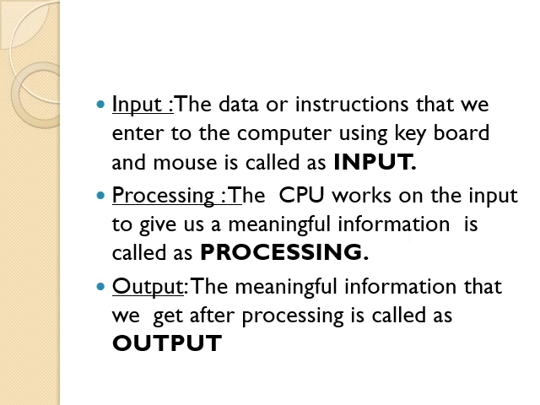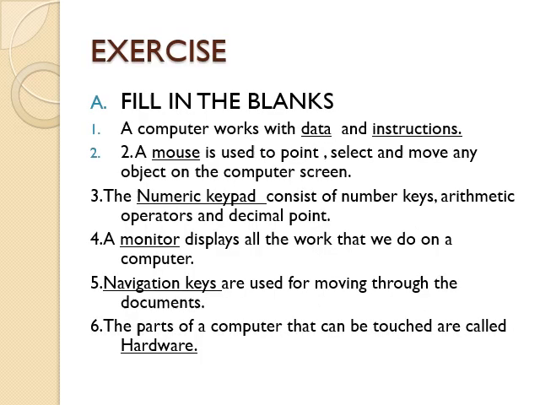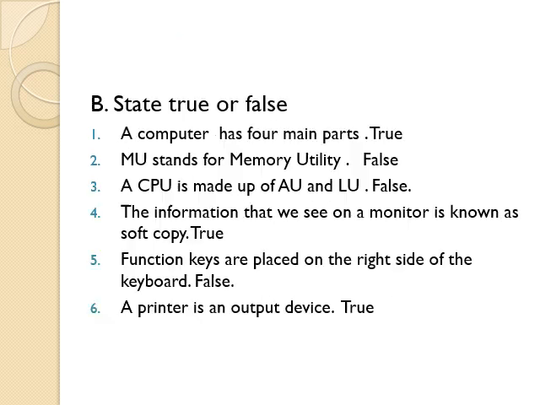Now let's have a quick look at the exercise question answers. Fill in the blanks. The computer works with data and instruction. A mouse is used to point, select and move any object on the computer screen. The numeric keypad consists of number keys, arithmetic operators and decimal point. A monitor displays all the work that we do on a computer. Navigation keys are used for moving through the document. The parts of a computer that can be touched are called hardware.